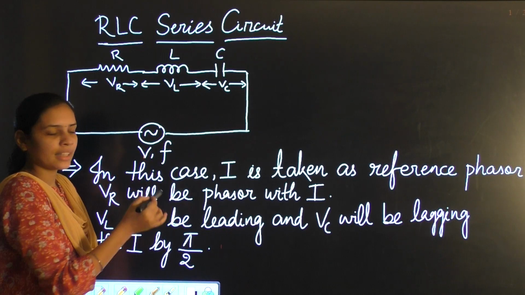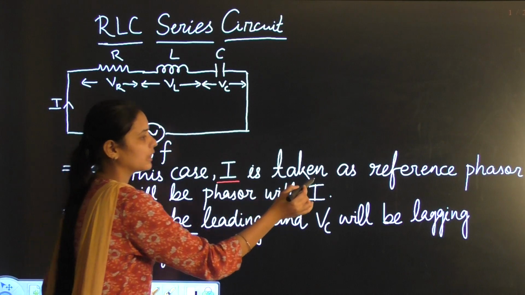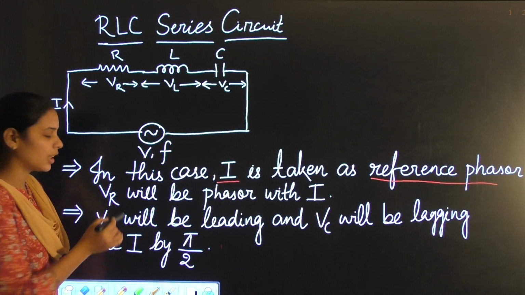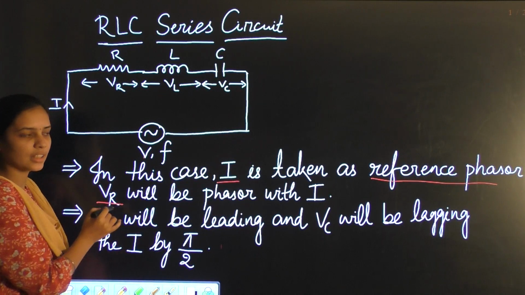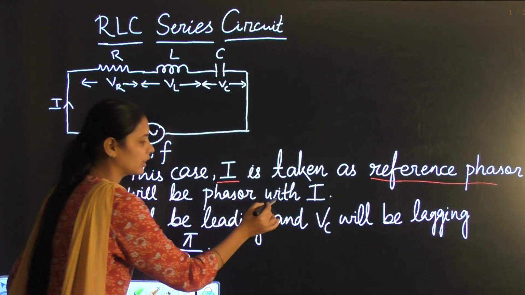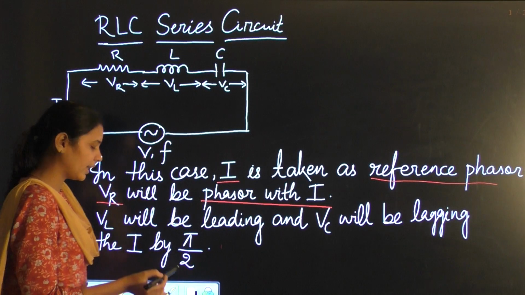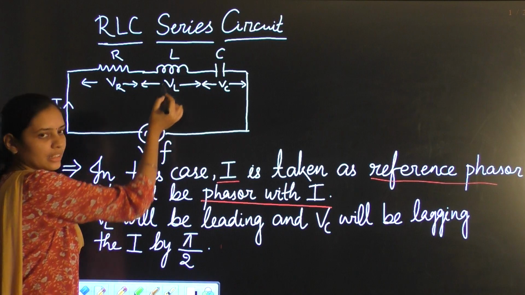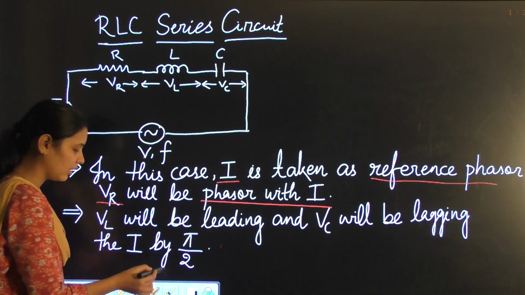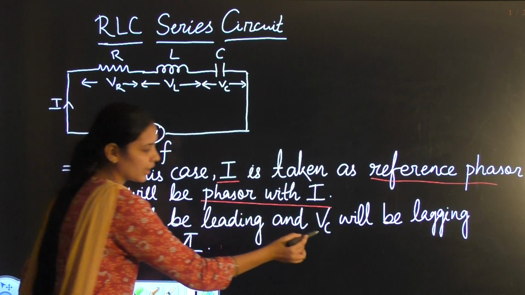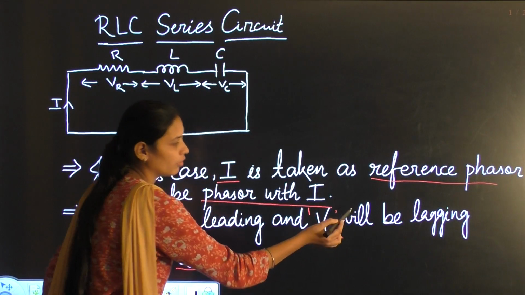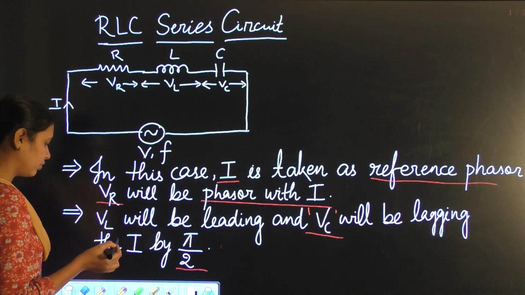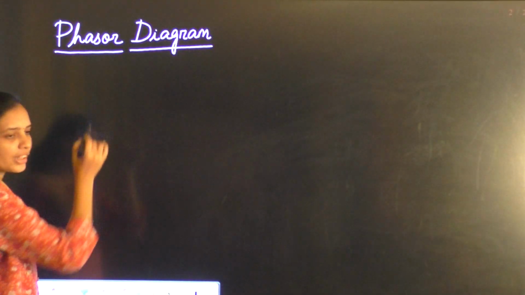Now in this case I have considered the current to be the reference phasor. So the voltage drop across the resistor, that is VR, will be in phase with the current. VL, the voltage drop across the inductor, will be leading the current by an angle of 90 degrees. And the voltage drop across the capacitor will be lagging the current by an angle of 90 degrees. So for better understanding of this, let us move to the phasor diagram.